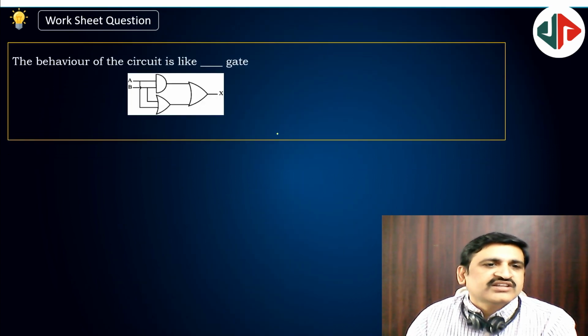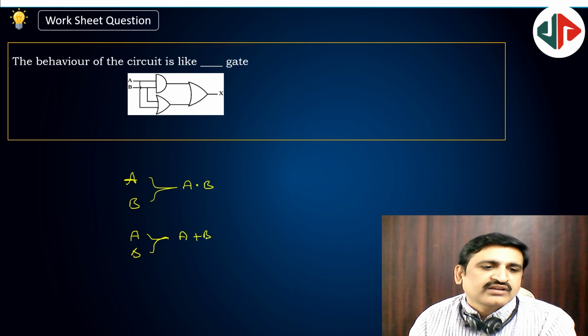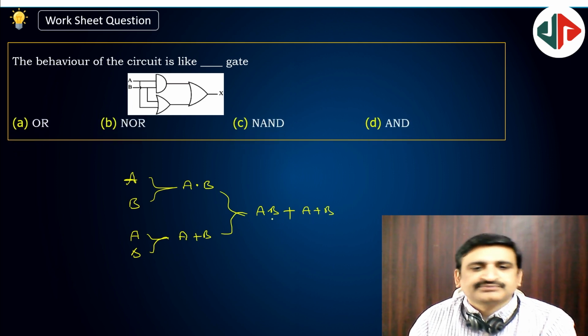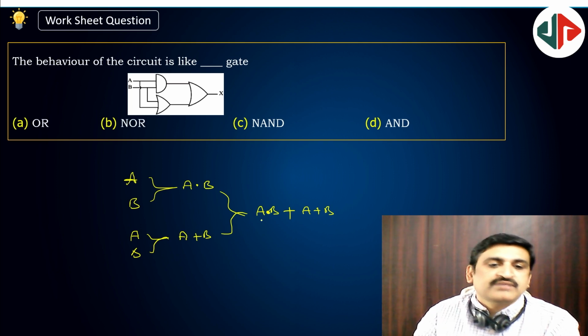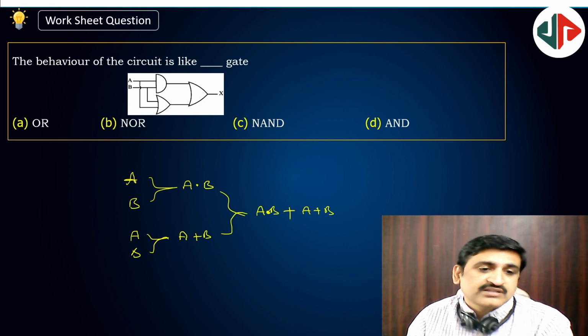The behavior of the circuit is like this: this is A and the other one is B. These two together are coming as A dot B. Next again A is taken, B is taken, and these two together are A plus B. And these two are given as plus. That means A dot B plus A plus B. So which will come with this? A dot B plus A plus B. So how will you do?